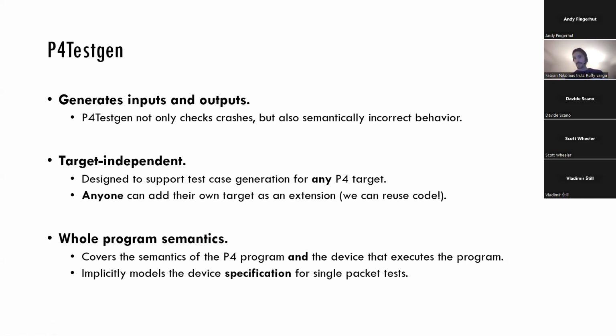Moving on. Okay, great. So now we have these requirements, and based on that, we develop P4Testgen. And so what P4Testgen does, as explained, it will generate inputs and outputs. And so with that, we can not only check for crashes, but we can also check for semantically incorrect behavior, meaning we have issues in the compiler or in our control plane that will lead to incorrect packet output if you have a certain input.